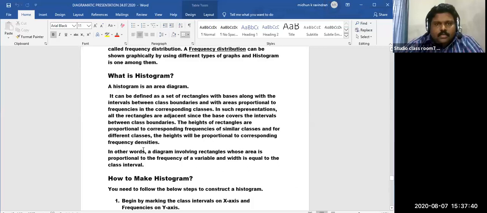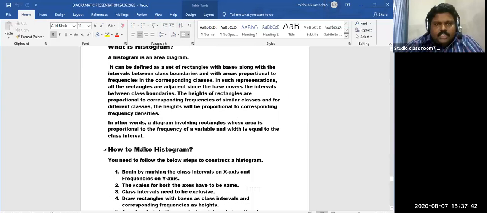What is a histogram? You can see here, a histogram is an area diagram. It can be defined as a set of rectangles with bases along the intervals between class boundaries and with areas proportional to the frequencies in the corresponding classes. In such a representation, all the rectangles are adjacent since the base covers the intervals between the class boundaries. There is no gap between the classes.